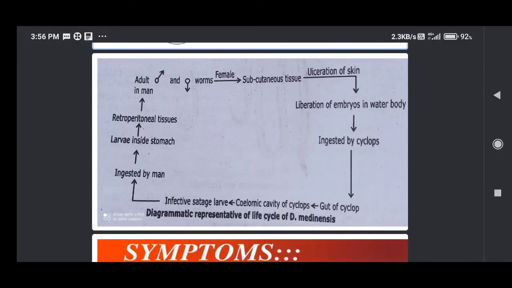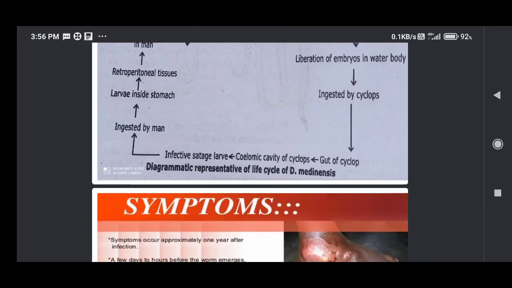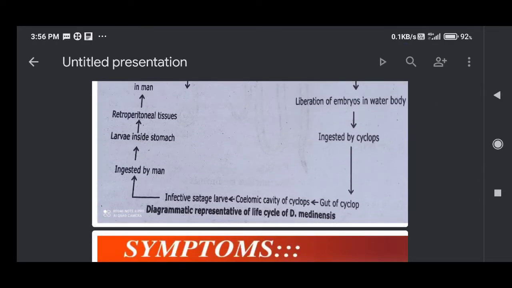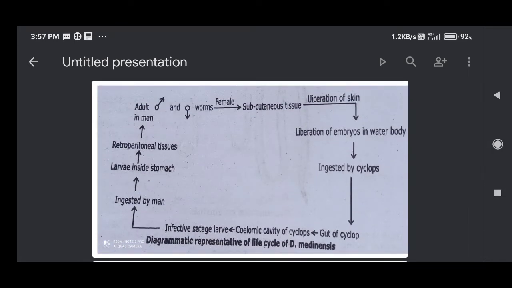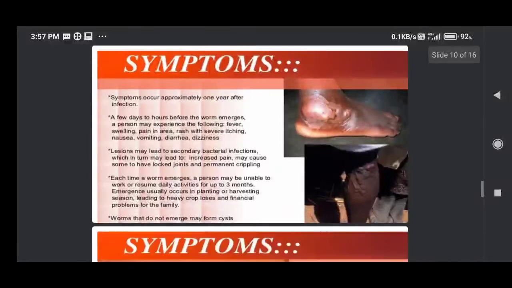These larvae are ingested by the cyclops, and the larva enters into the gut of the cyclops, and again the larva enters into the coelomic cavity of the cyclops. The infectious stage of the larva present in the cyclops is ingested by man, and the larva present inside the stomach enters into the retroperitoneal tissues, and in the retroperitoneal tissues the adult will form. So this is about the diagrammatic movement of Dracunculus medinensis.